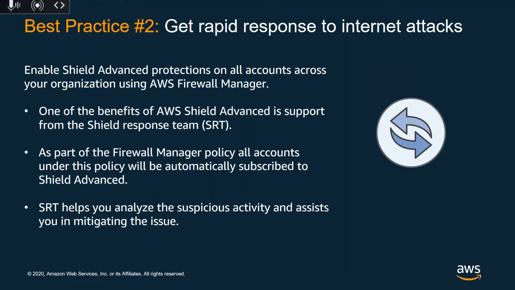One of the benefits of the AWS Shield Advanced support is that you have access to the Shield response team. This access is automatically granted when you add those protections to your resources. As part of the Firewall Manager policy, all accounts under that particular policy will automatically be subscribed to Shield Advanced. And the Shield response team can help you analyze any suspicious activity and assist you in mitigating issues on those resources.